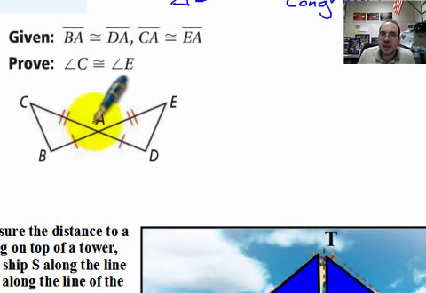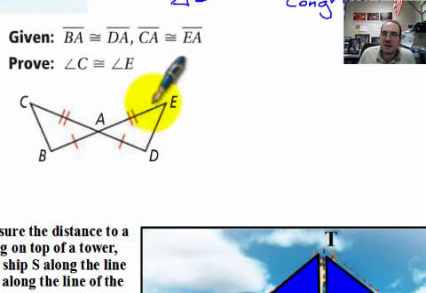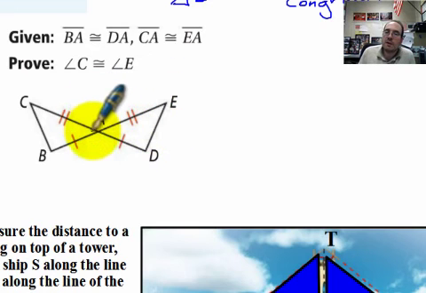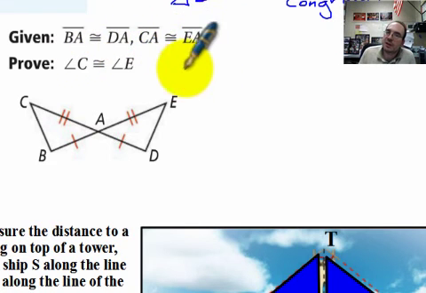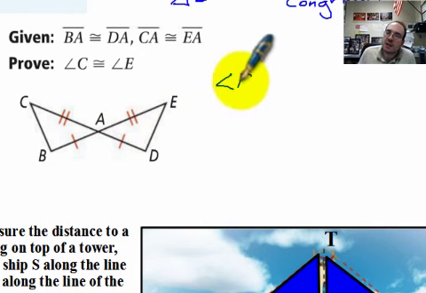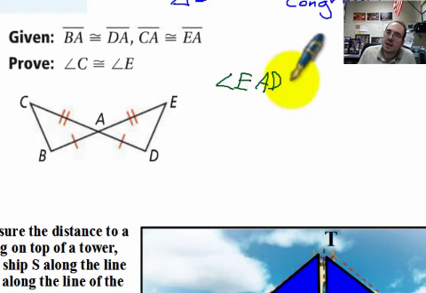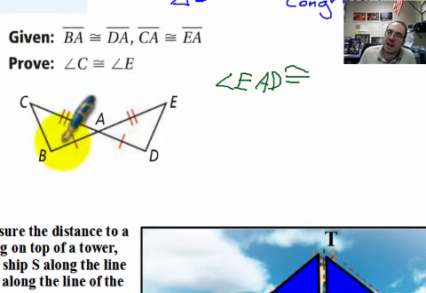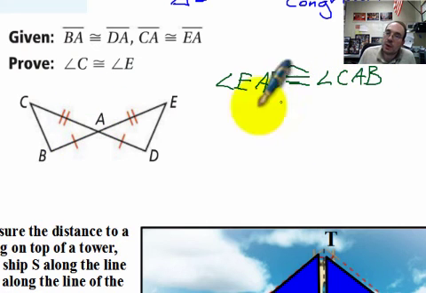BA congruent to DA, so right there. CA congruent to AE. I want to prove that angle C is congruent to angle E. Well, first of all, I know in addition to this, and I'm not going to restate it this time just to save time, we already know these things are given to us. So the next step is, I know angle EAD is congruent to angle CAB. And how do I know that? Well, because these are vertical angles.